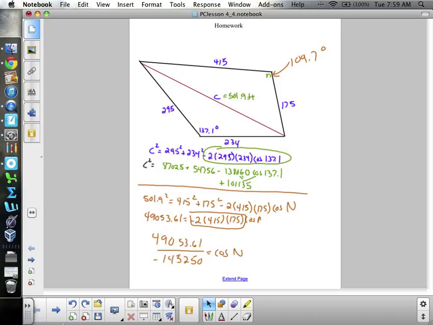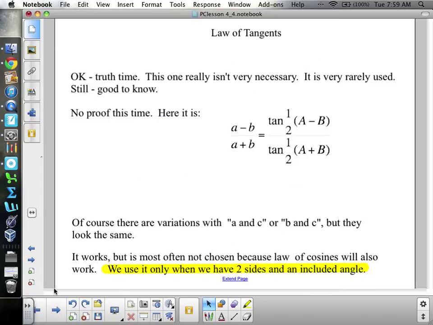All right, law of tangents is where we're at today. Like it says, truth, this really isn't a very necessary law.